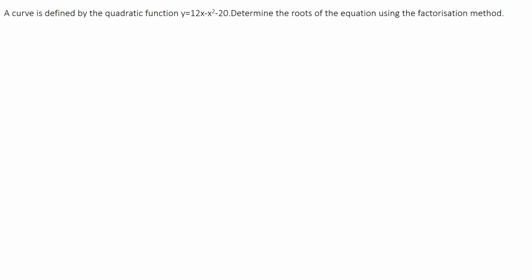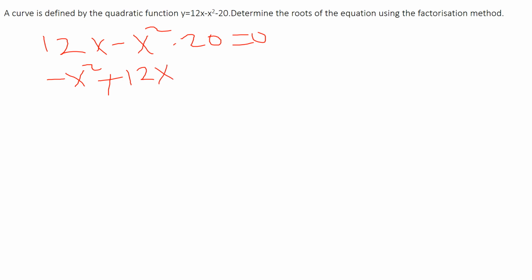So in this equation, if we are to factorize this, we have 12x then minus x squared minus 20 is equals to 0. So in this case we can have negative x squared then plus 12x then minus 20 is equals to 0.